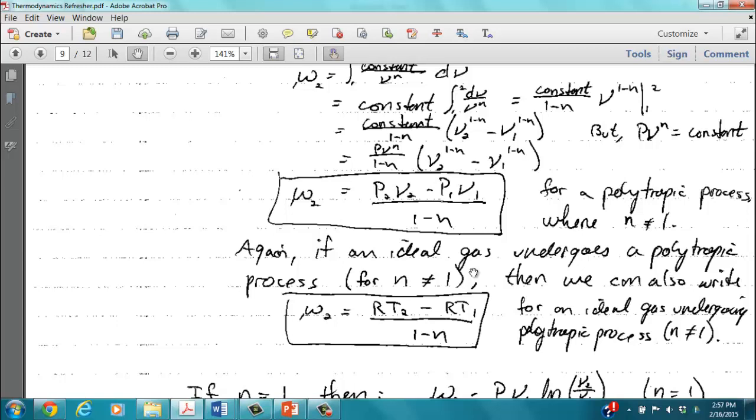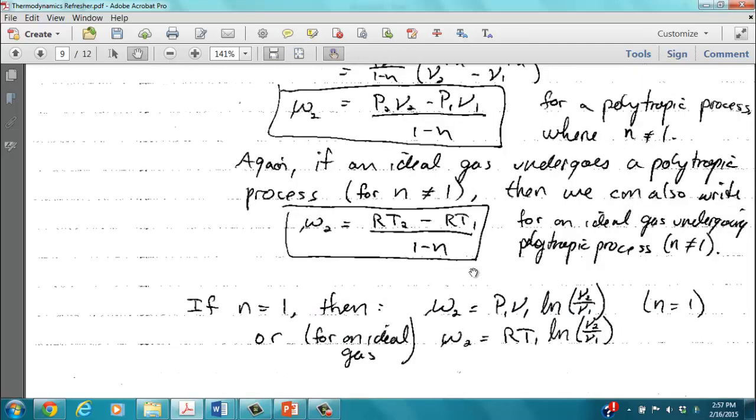If you happen to have a polytropic process where n equals 1, this is actually a situation where you have what is called an isothermal process if it's an ideal gas. Then you just have to do your integration a little bit differently, and you'll get that the work transfer is equal to P1V1 times the natural log of V2 over V1. And of course, that's applicable for when n equals 1.